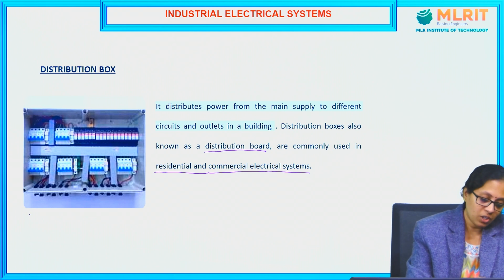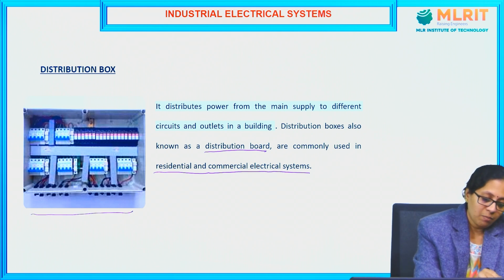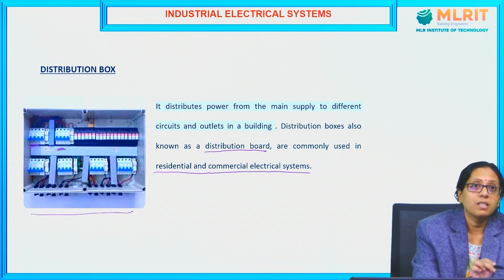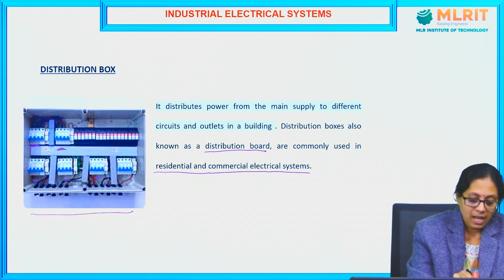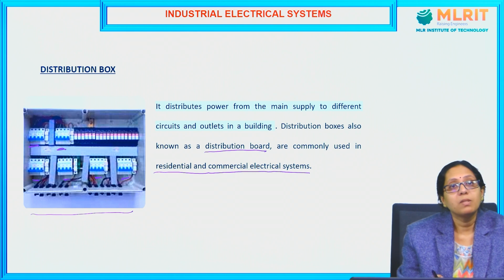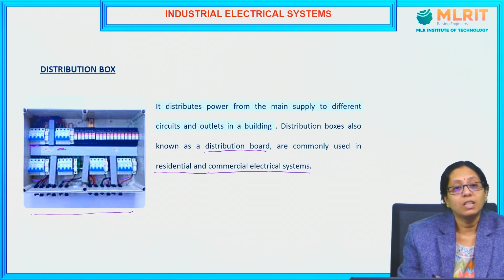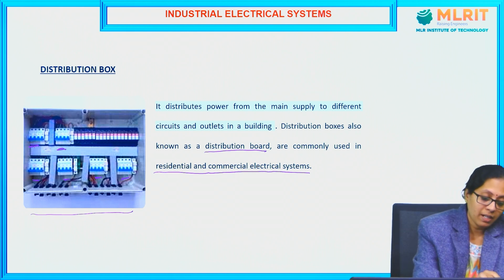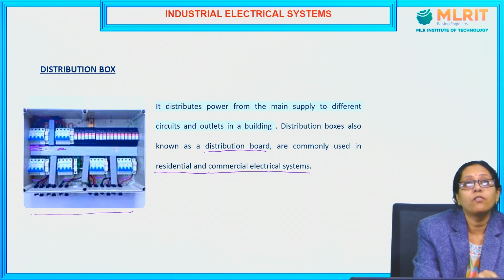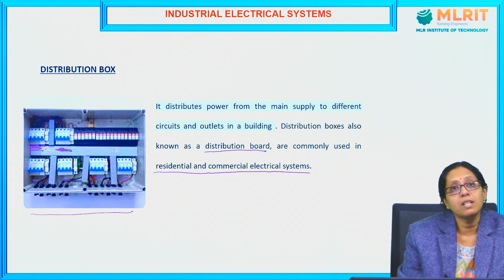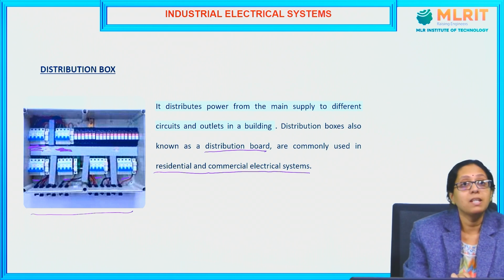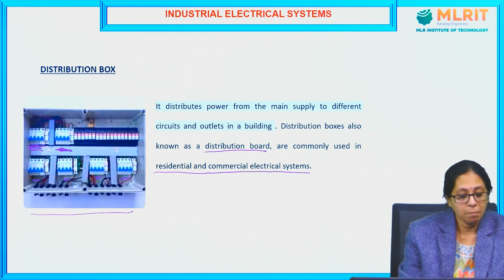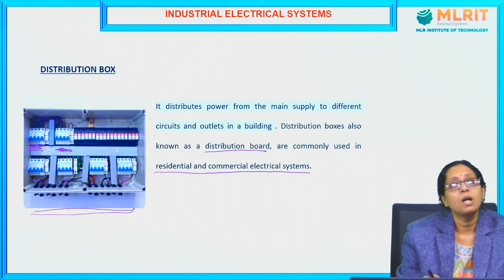Here in this picture, you can see different MCBs which are placed here. All these different types of MCBs are placed based on the power capacity. The power capacity of this set of MCBs is the same as the power capacity of this particular set. So the power capacity of all the MCBs which are placed in a distribution box is the same.